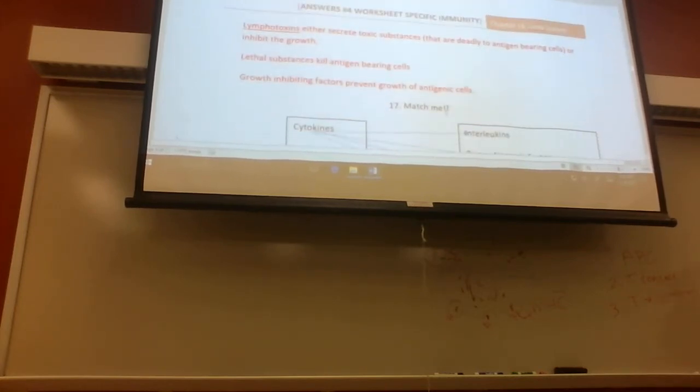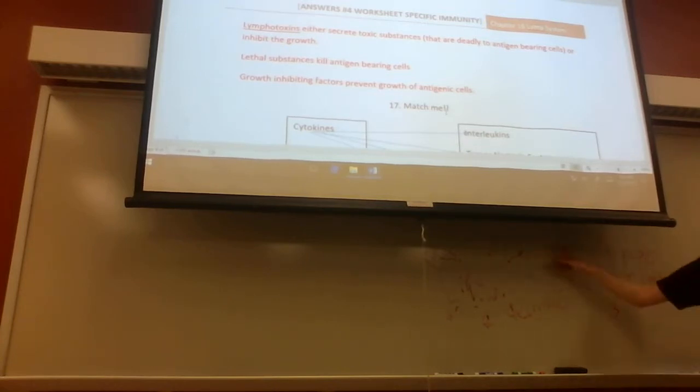Okay, so lymphotoxins either secrete toxic substances that are deadly to antigen-bearing cells, or they inhibit the growth. So they either attack the Pac-Man ghosts, or those pathogens, or they tell them stop growing. They form like a barrier or something, and they just tell them stop growing. Lymphotoxins are lethal substances that kill antigen-bearing cells.